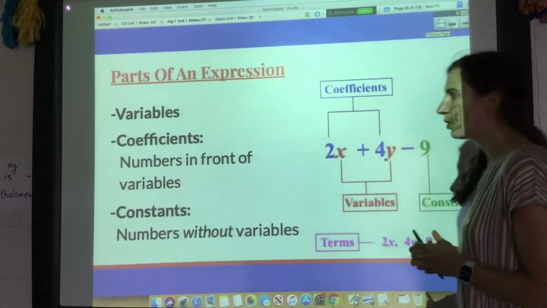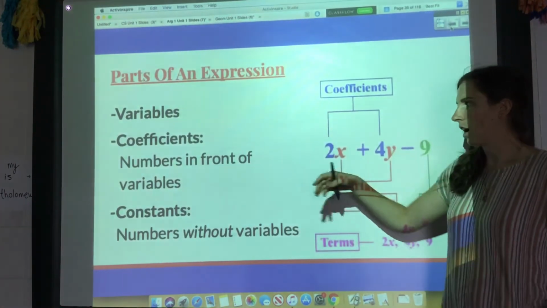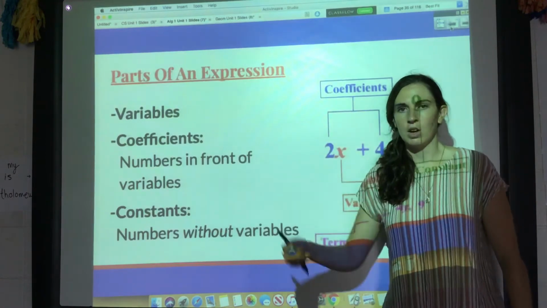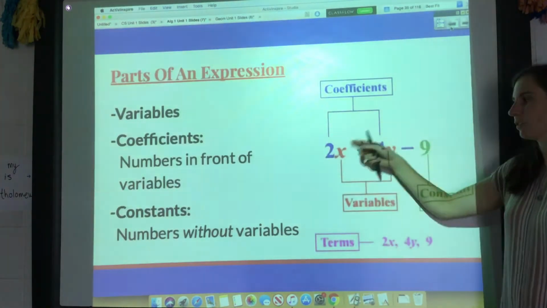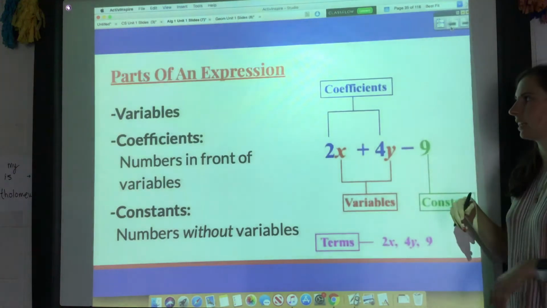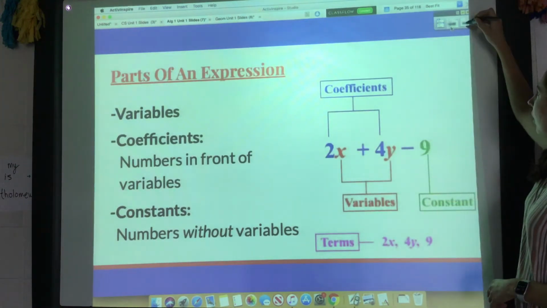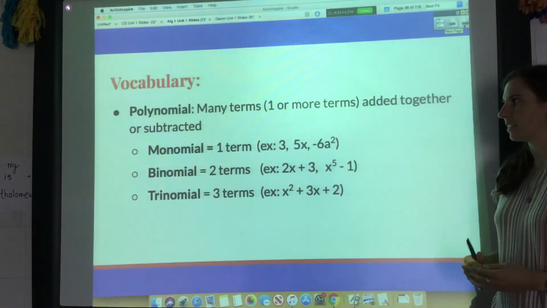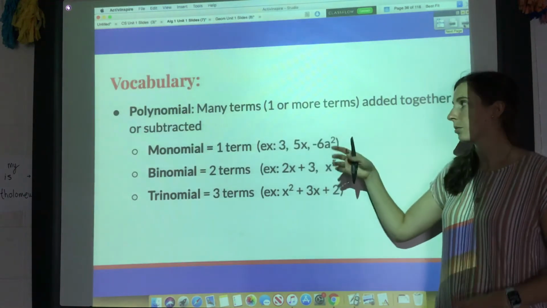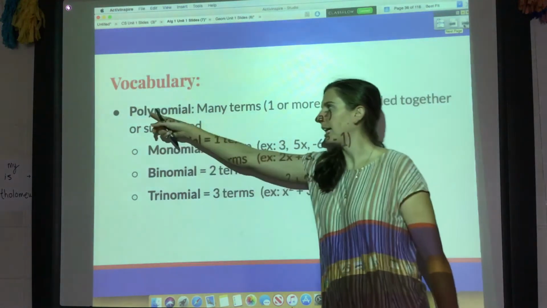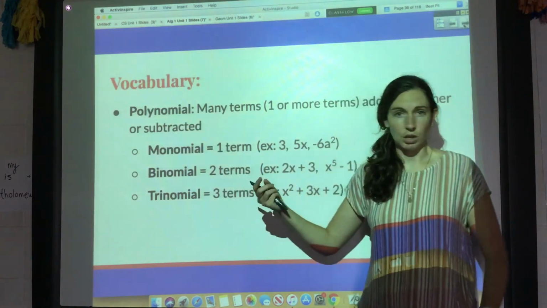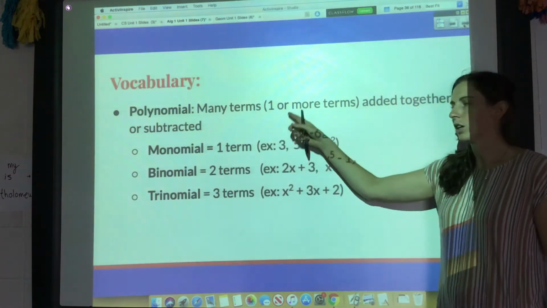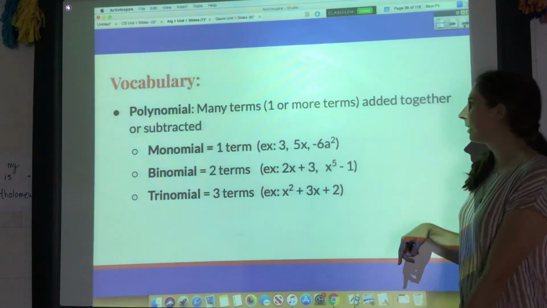So in the last lesson, we introduced some vocabulary of some different parts of an expression: variables, coefficients, and constants. When you combine all of this stuff to form a mathematical sentence, it's called a polynomial. A polynomial just means it's some sort of combination of terms. Poly means many, nomial means number or term, so it just means many terms, which actually is just one or more terms. I know it's kind of lame, but.